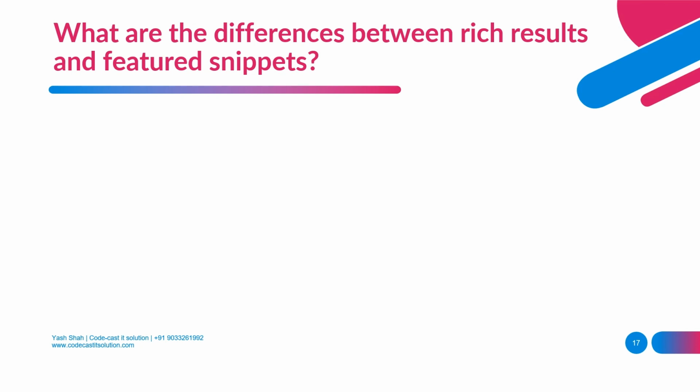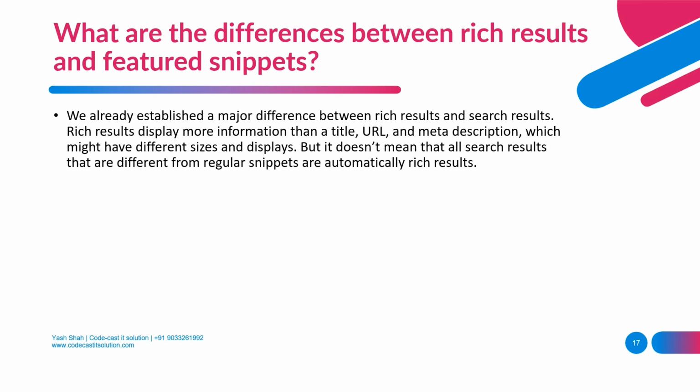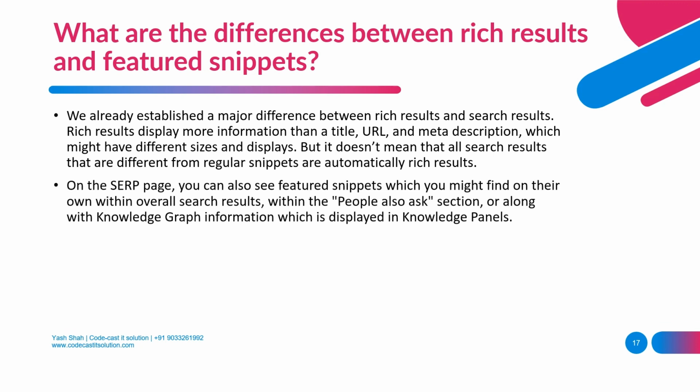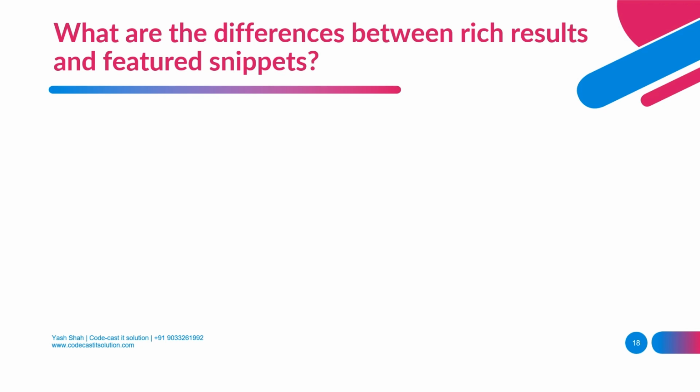We already established a major difference between rich results and search results. Rich results display more information than a title, URL, and meta description, which might have different sizes and displays. But it doesn't mean that all search results that are different from regular snippets are automatically rich results. On the SERP page, you can also see featured snippets, which you might find on their own within overall search results, within the People Also Ask section, or along with knowledge graph information, which is displayed in knowledge panels.